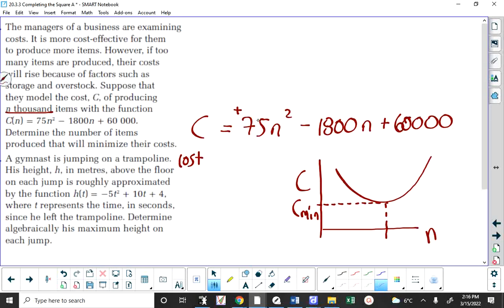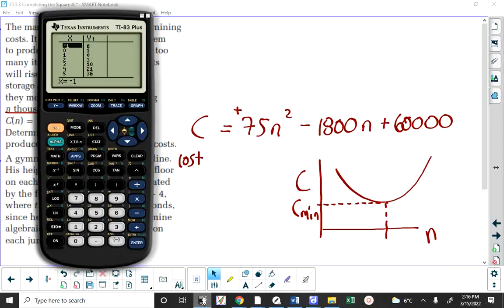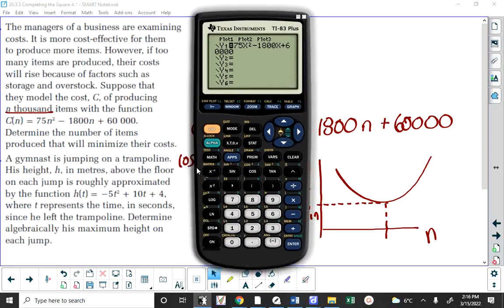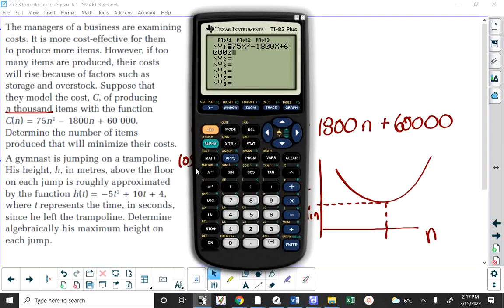So ultimately, this involves going to our calculator, entering in the function for the cost, 75x squared, and I hope you understand that x is n and y is c. Minus 1,800 n, or x. Better make sure I'm entering it correctly. I know yesterday I made a mistake in entering something. Plus 60,000. I'll check it against the original question. I think it looks okay.